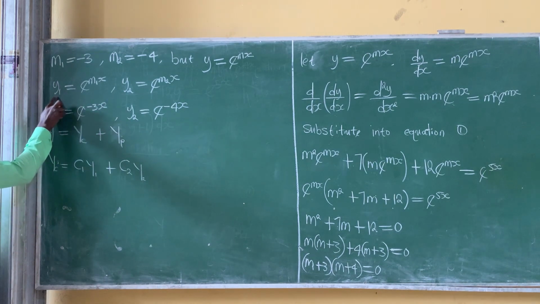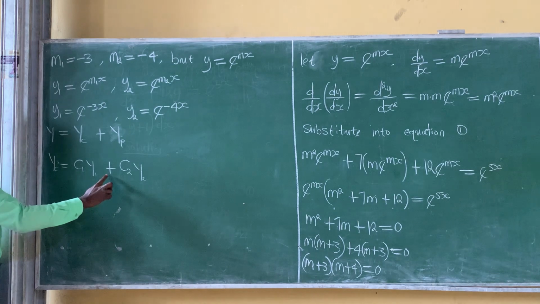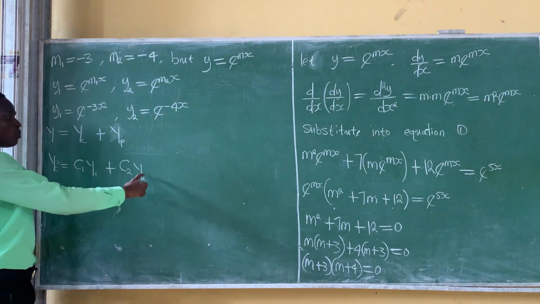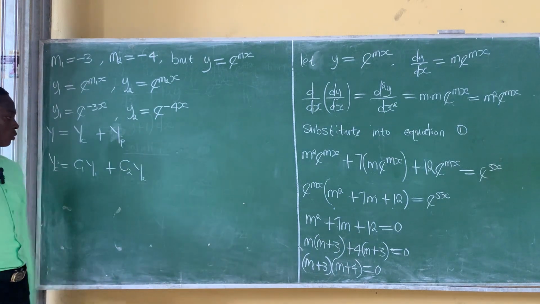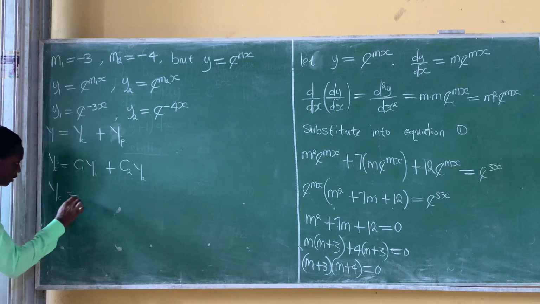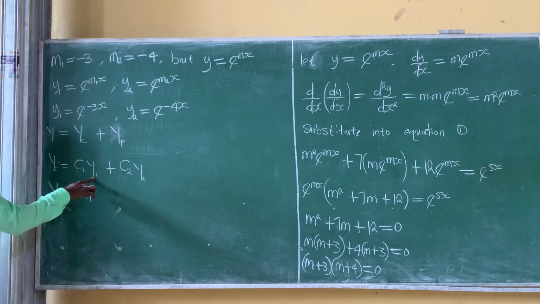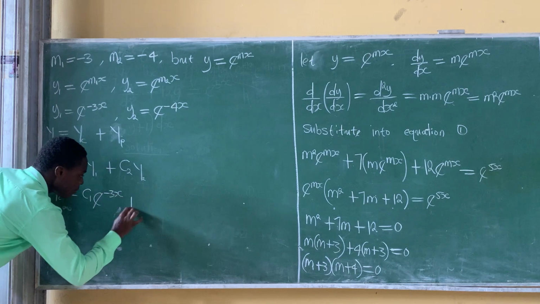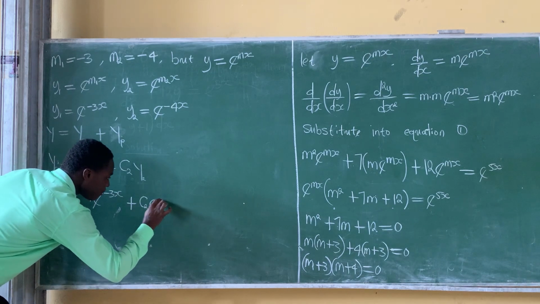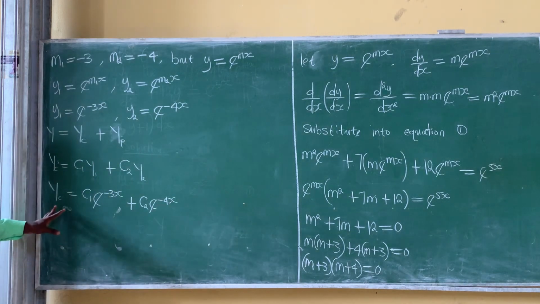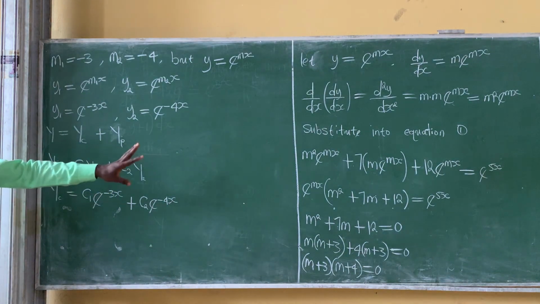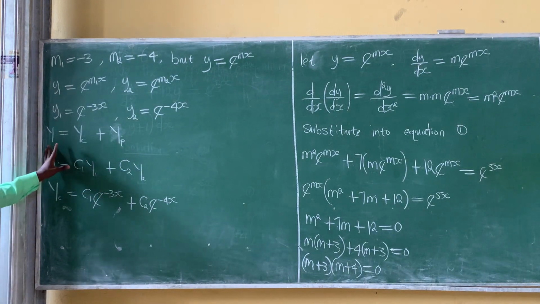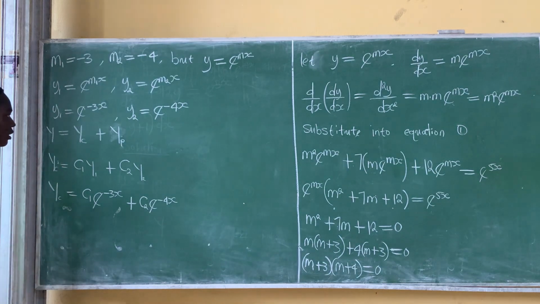Just know this pattern. If you have two solutions, y1, y2, it becomes C1 y1 plus C2 y2. If you have three solutions, it becomes C1 y1 plus C2 y2 plus C3 y3, and so on. So what we have here is y sub c being equal to c1, but our y1 is exponential minus 3x, so we have c1 exponential minus 3x plus c2 exponential minus 4x. So this becomes the complementary solution of that given differential equation. The next thing we have to find is the particular solution, then add them together to find the complete solution of that given differential equation.